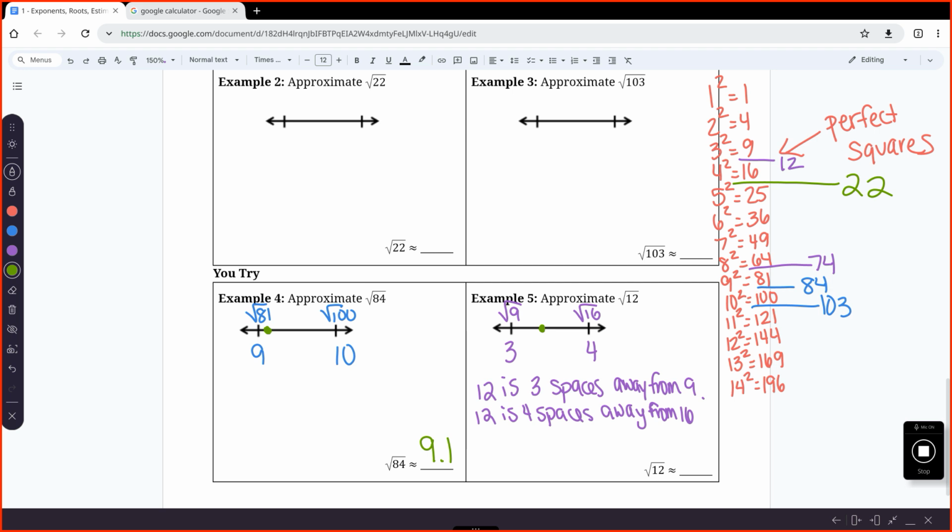All right, so I would approximate this to be about 3.4 because it's not exactly halfway, because we don't have 3 and 3 spaces, right? But it is pretty close to the halfway.